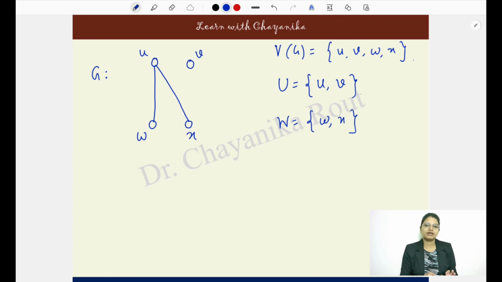The edges which are present in the graph are UW and UX. Now see, the edge UW has one vertex in one partite set and the other endpoint in the other partite set, and the same is true for the edge UX also. So it does not violate our definition of bipartite graph. So this is a bipartite graph. So you can have isolated vertices also.